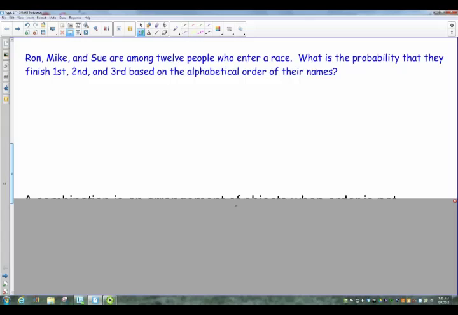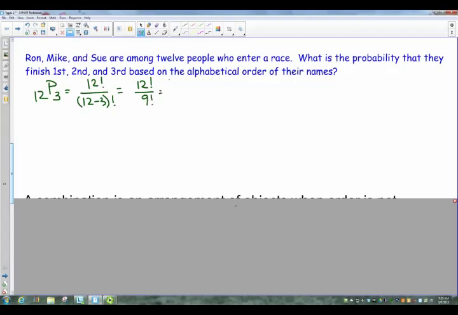Start by asking yourself, how many people do I have total? Well, that would be 12. So it's going to be 12. I want to know based on a specific order, first, second, third, so that means it's a permutation. And we want to take 3 of them, because they're finishing first, second, and third. So it's going to be 12P3. So 12P3 sets up like this. N factorial over n minus r factorial. So that's 12 factorial over 9 factorial.